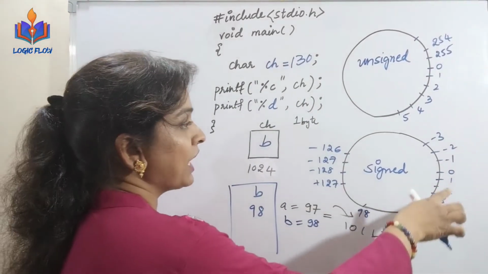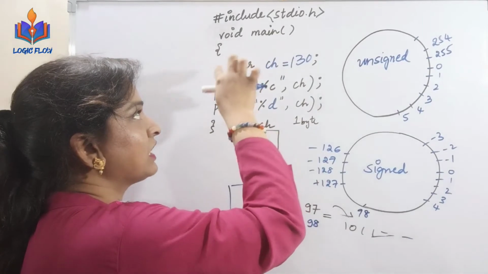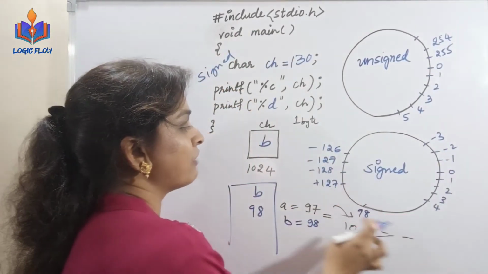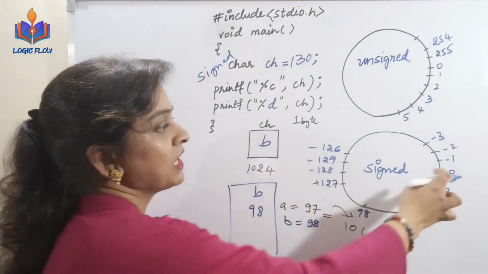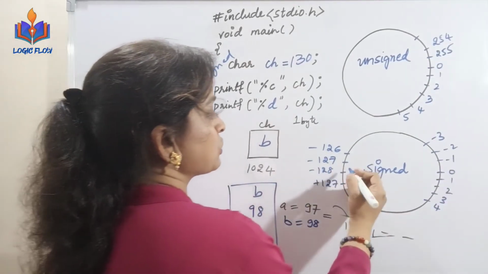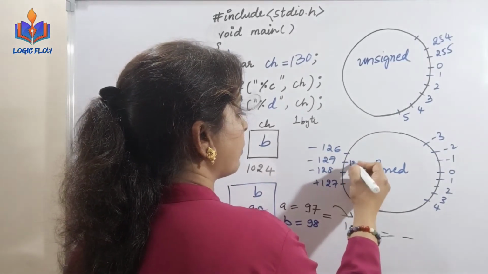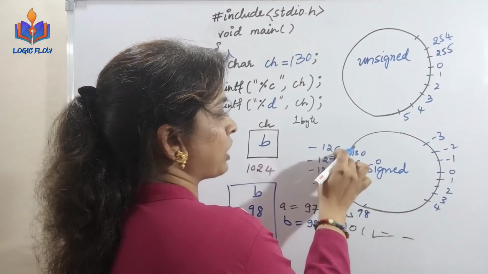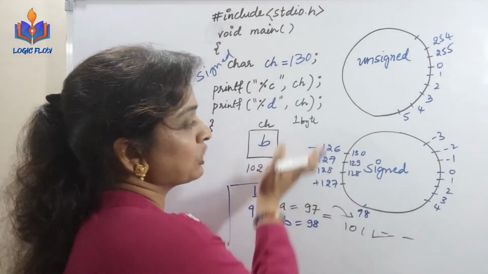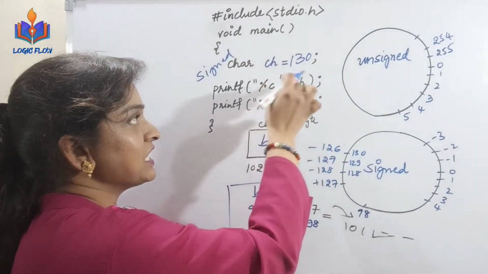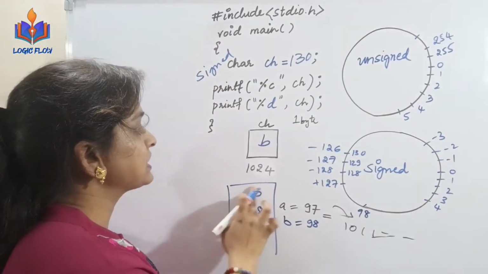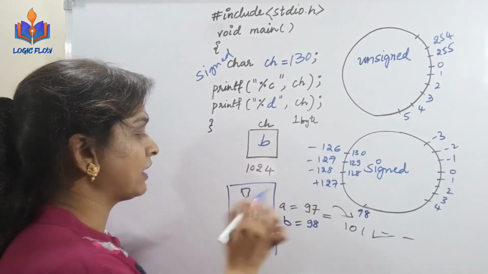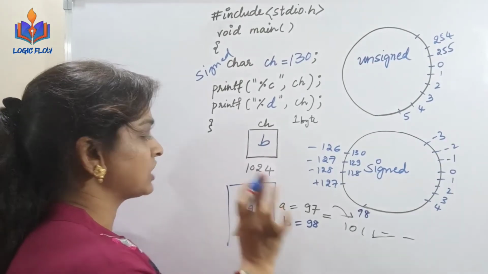Now, do we have the value 130 in the range of the signed character? No. It is from 0 to 127. So I say 128, 129 and 130. So this is minus 126. It is going to the negative side. So when I say %c ch, my output will be some junk character, something like this or like this. Some junk character I am going to get. So I have got this junk character.